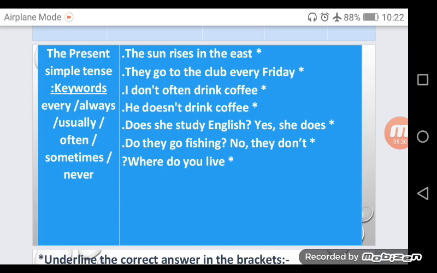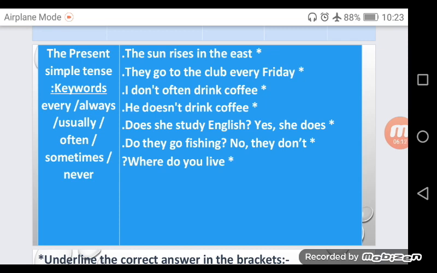Look at the first sentence. The sun rises in the east. Rises, this is the verb, and you notice that there is an s at the end of the verb because the subject is the sun, singular, and this is a statement. Next, we have they go to the club every Friday. Here we have go without s or es or ies because the subject is they, plural, and also this sentence is a statement.